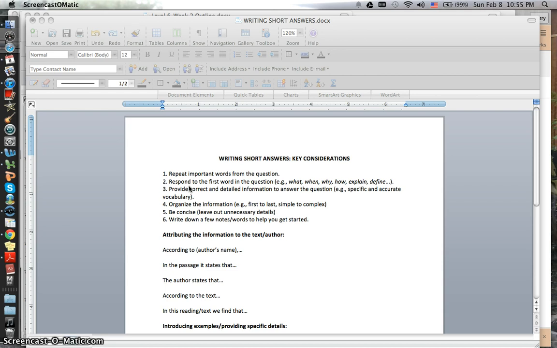You want to do this because it shows that you are directly responding to the question and that you understand the question and can respond directly to it. Okay, so you want to think about what the question is asking exactly and pick out the keywords from the question and include those in your response.